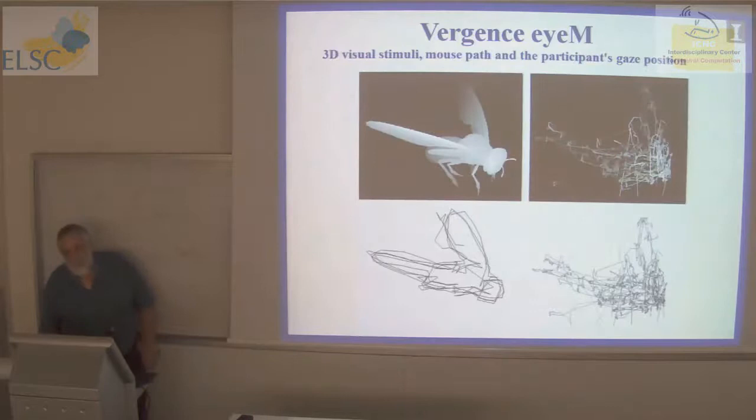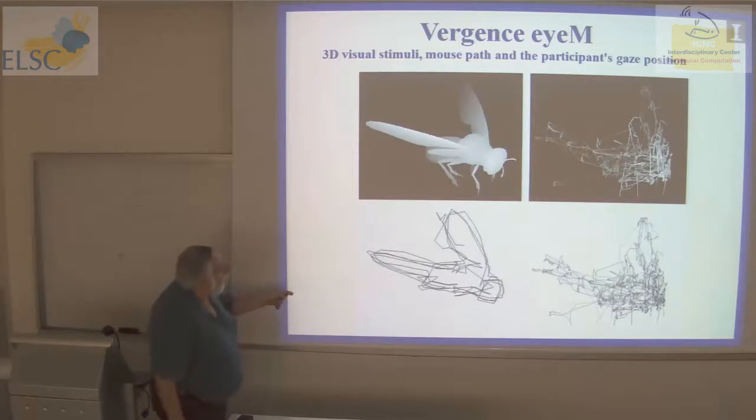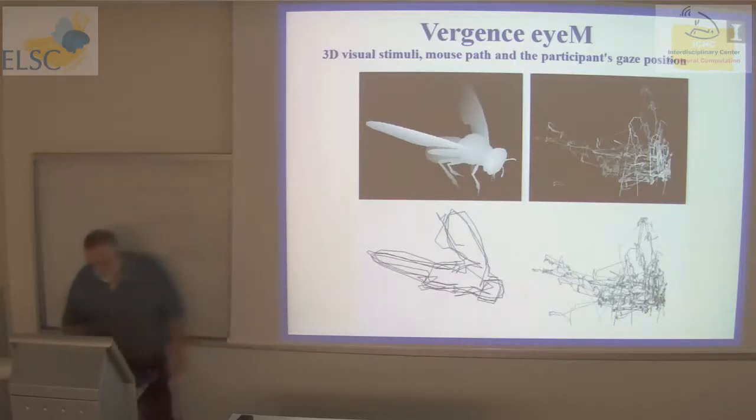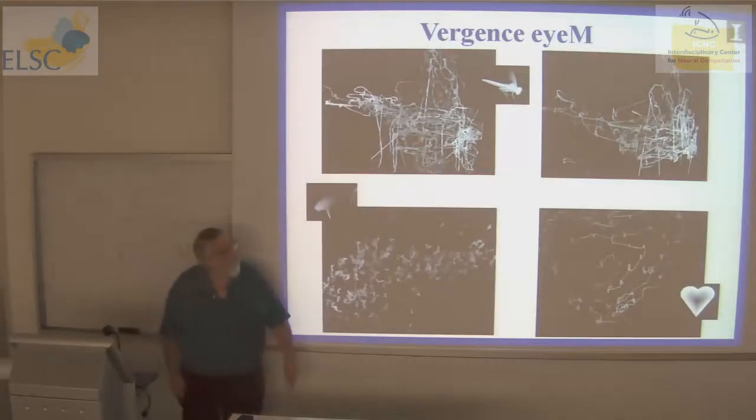In this case, what the subject had to do was go with the mouse according to the shape. They looked at the bee, and with the mouse, they traced the shape of the bee. Those are the eye movements, those are the places of the fixation, and those are the same eye movements, but here you can see the vergence, the places of the vergence, and it looks as if they palpate on the object. So this is one example, and here are another three examples.